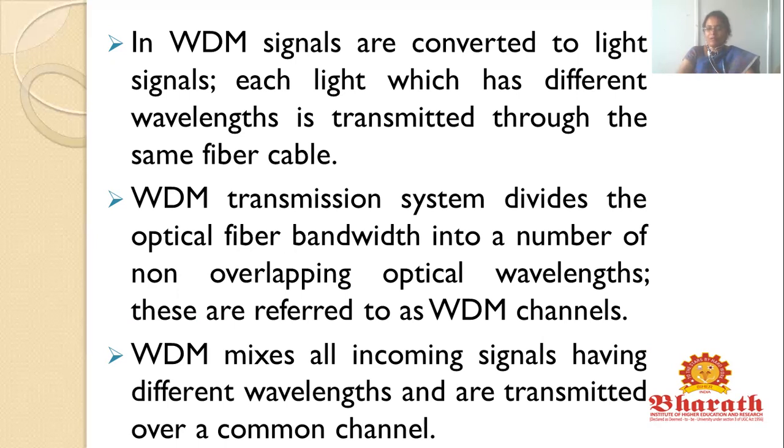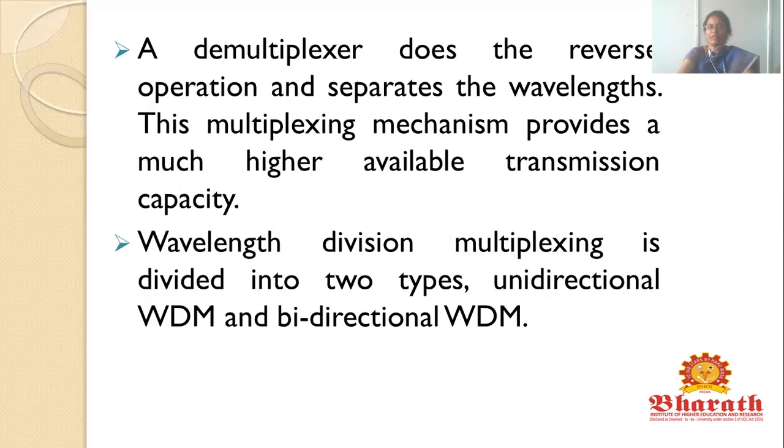This wavelength division multiplexing mixes all incoming signals having different wavelengths, and these incoming signals are transmitted over a common communication channel. In this, a demultiplexer does the reverse operation and separates the wavelengths. This multiplexing mechanism provides a much higher available transmission capacity. Wavelength division multiplexing is divided into two types. What are they? Unidirectional WDM and bidirectional WDM.